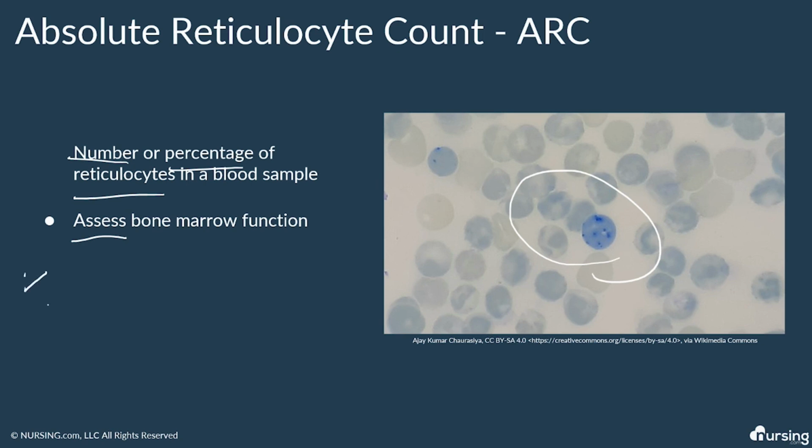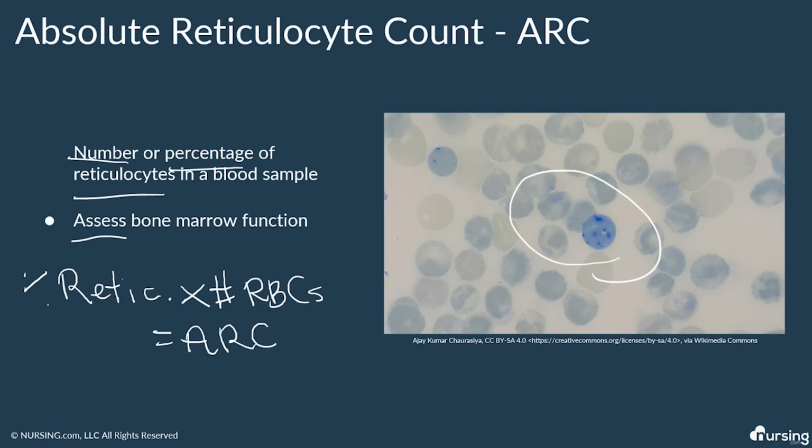How this lab is calculated is the percentage of reticulocytes is multiplied by the number of red blood cells, and that gives us our ARC. Now, bone marrow needs nutrients like iron and folate and vitamin B12, even copper to function normally. So when we are assessing for bone marrow function, this lab helps us to see, is the bone marrow spitting out a whole bunch of reticulocytes trying to become red blood cells? Is it functioning properly, or is there a component missing?